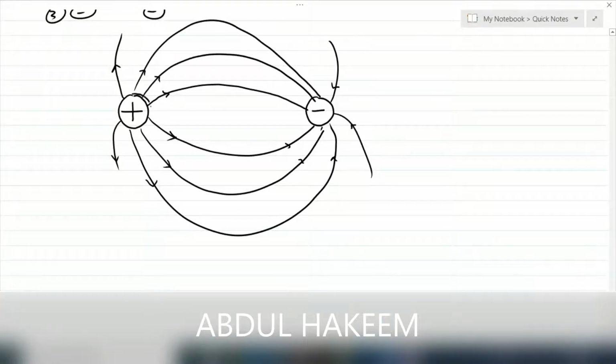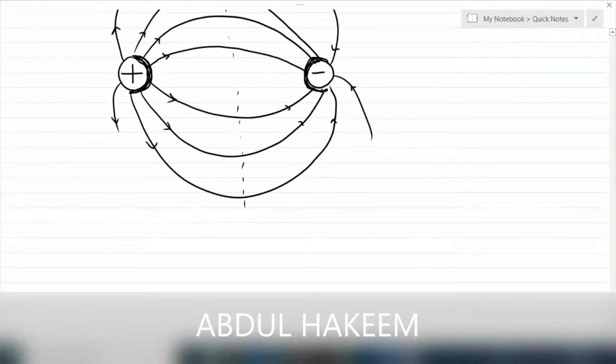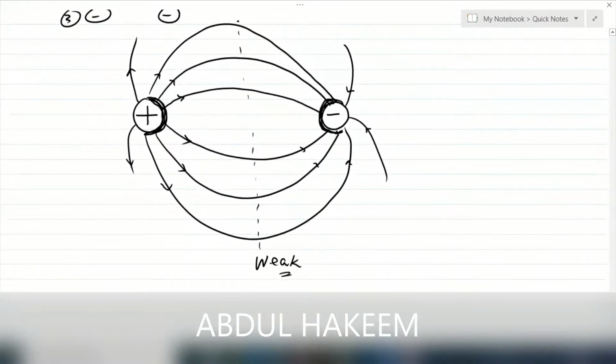Look, at the surface of the positive charge, the field lines are close to each other. Similarly, at the surface of the negative charge, they are close to each other. So this is the strong field area. But somewhere in the middle of the two charges, the gap between the field lines is large. So this dotted line is the area, or the points, where the field is comparatively weaker than at the surface. So this is the first resultant field.